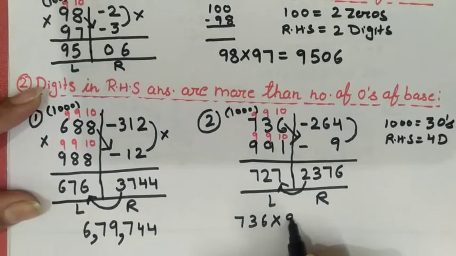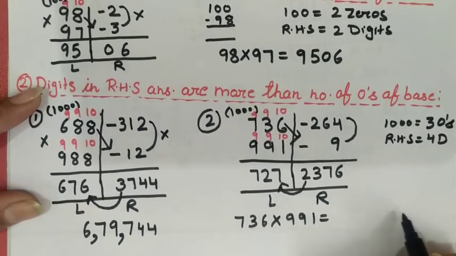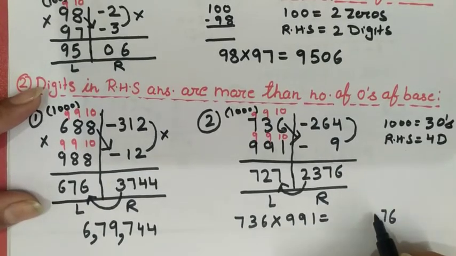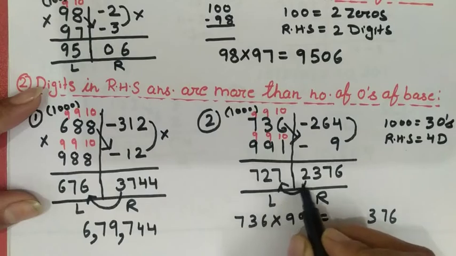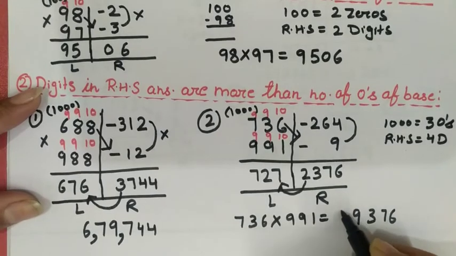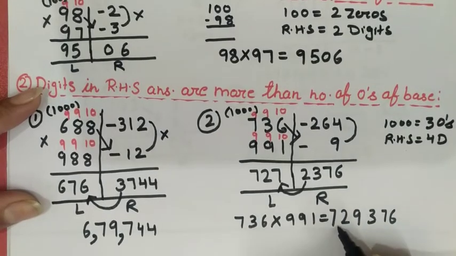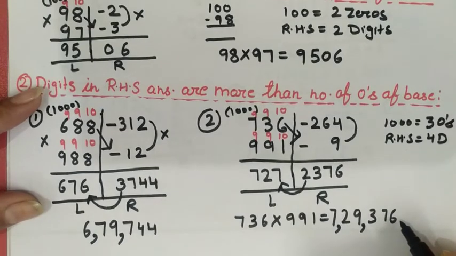736 into 991 comes out to be 727 plus 2 is 729, and 376. So 729,376. Such a big answer in no time. This is the beauty of Vedic maths.